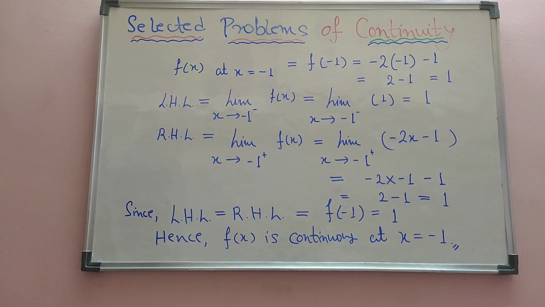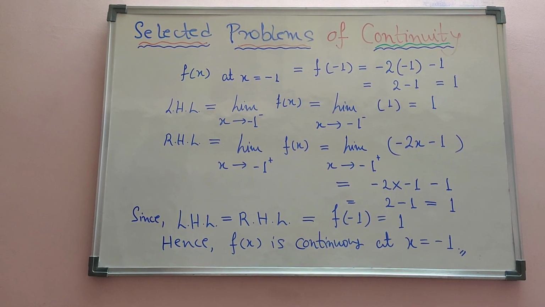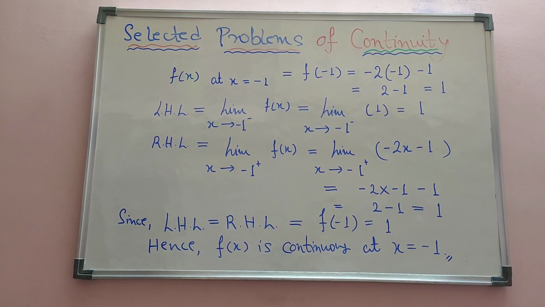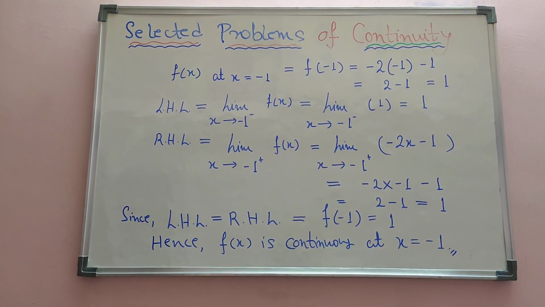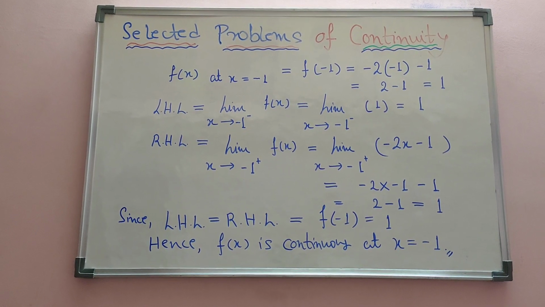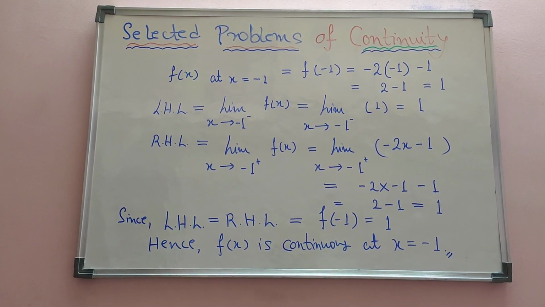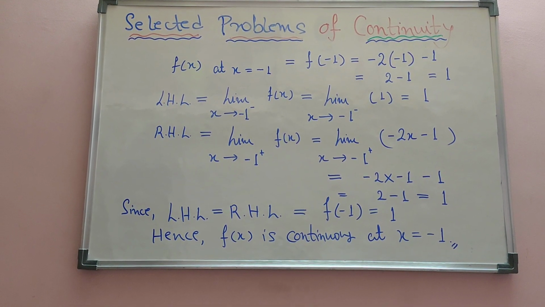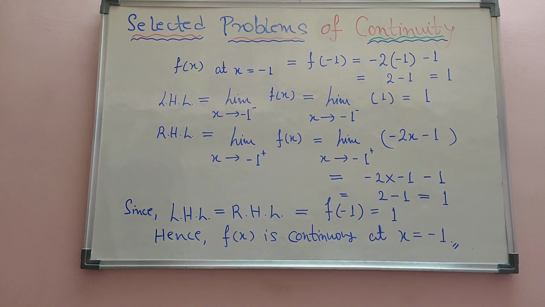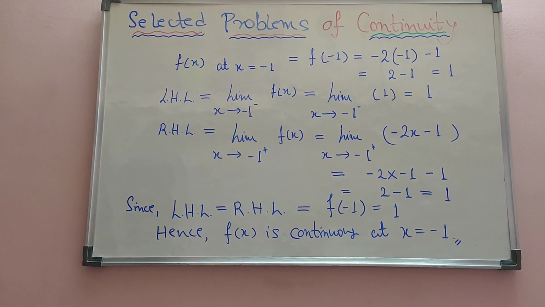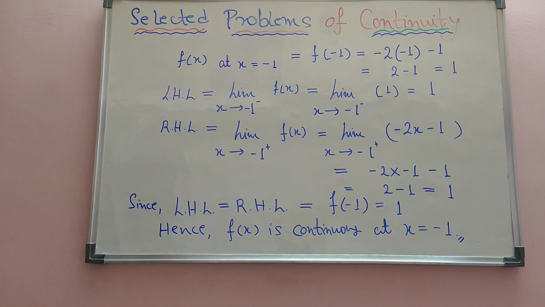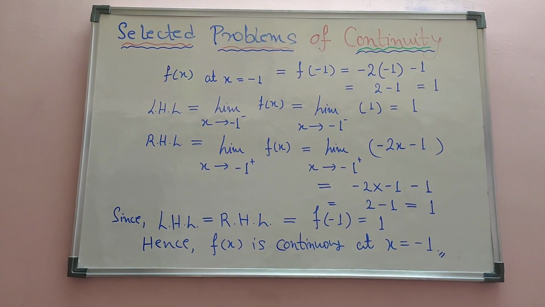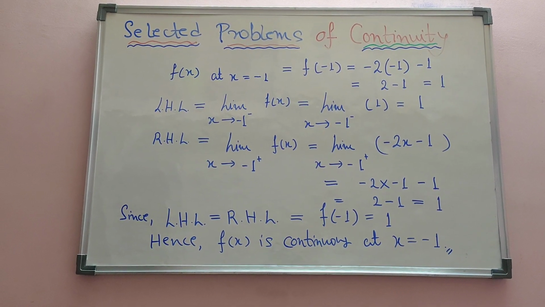Now, as you know, in the case of continuity, we have to find the left hand limit and the right hand limit. So your left hand limit is x tends to minus 1 minus. We put the minus sign because it is slightly less than minus 1. Limit x tends to minus 1 minus, we have already seen that the value is 1. So in the case of a limit there is no difference, its value will be 1.